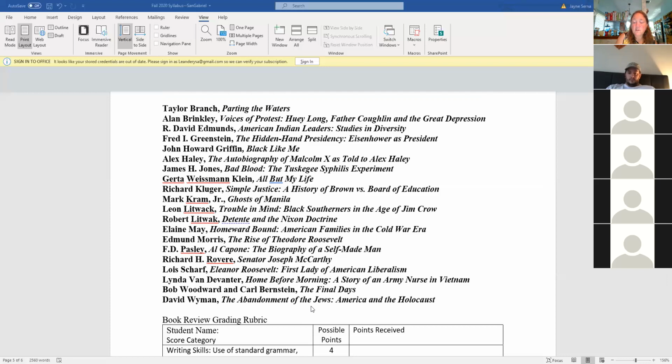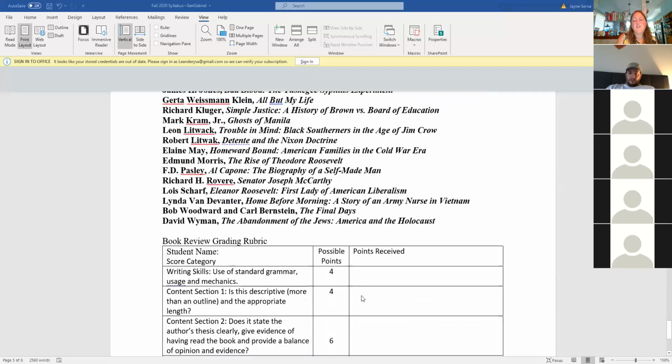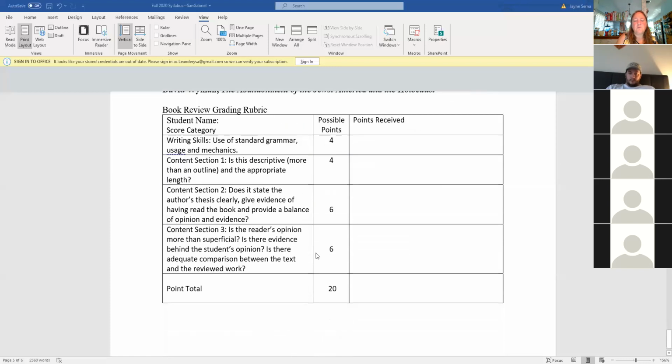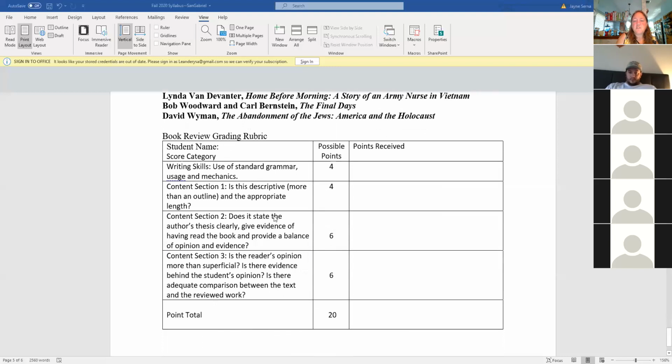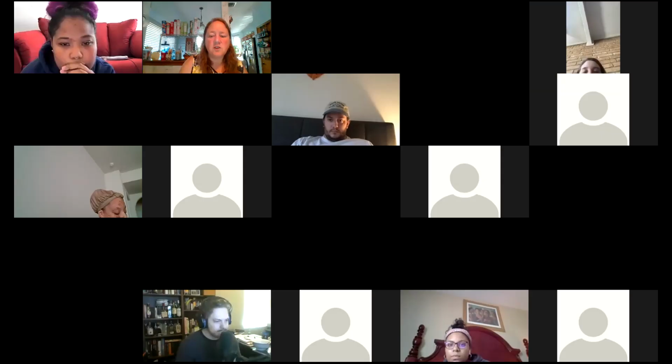This one talks about what the US government knew about the Holocaust before it happened and how we did or did not intervene. And then here's the rubric, how I'll grade the book. So it's mostly by section a little bit, and then grammar. Okay, I'm going to stop sharing so that I can look at your questions.